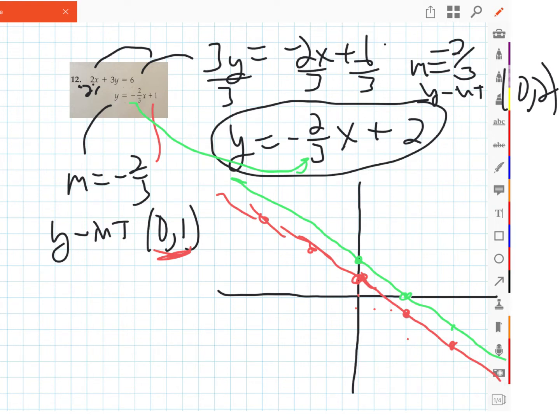Sometimes it's good to put them in y equals mx plus b form, so you can just notice the slopes. If the slopes are the same, they're never going to intersect. So there's no solution here because they're parallel. They'll never intersect. Okay, hopefully the next one I pick won't have that happen.